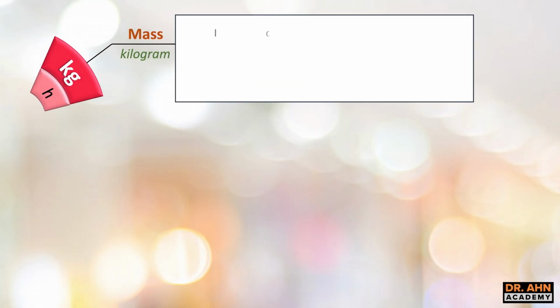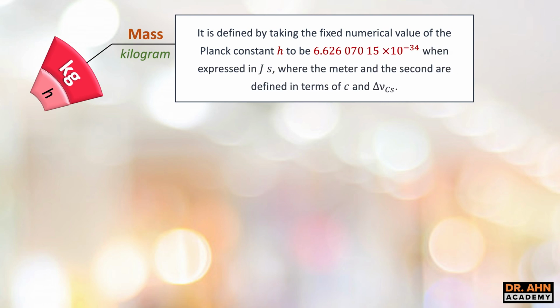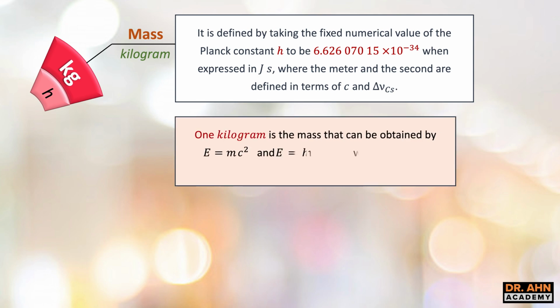Okay, let's take a look at our new definition of 1 kilogram. It is defined by taking the fixed numerical value of the Planck constant. Okay, by the way, this is one of the most intimidating definitions you'll ever see. Well, you're welcome to read this, but let me give you my interpretation of this formal definition. And I did my best, trust me. 1 kilogram is the mass that can be obtained by E equals mc squared and E equals h nu, where h is defined to be this number.